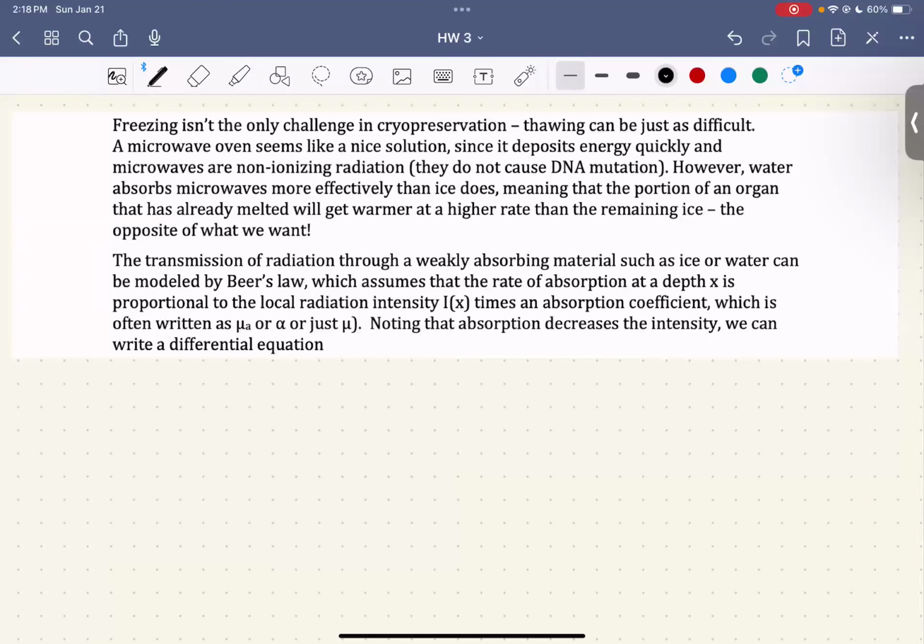Freezing isn't the only challenge in cryopreservation. Thawing can be just as difficult. A microwave oven seems like a nice solution since it deposits energy quickly and microwaves are non-ionizing radiation. However, water absorbs microwaves more effectively than ice does, meaning that the portion of an organ that has already melted will get warmer at a higher rate than the remaining ice, the opposite of what we want.